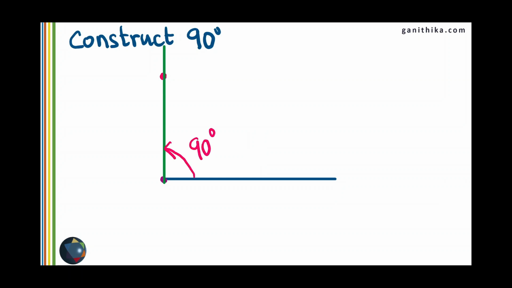You can see that the green line is vertical and the blue line is horizontal, and they both are perpendicular to each other, which means we have just constructed a right angle. 90 degrees is a right angle.